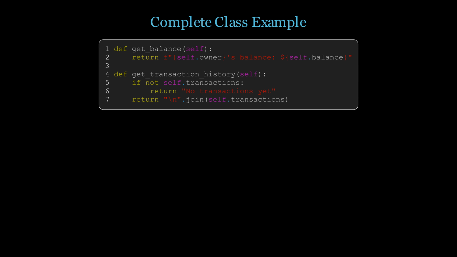Get_balance returns the current balance with the owner's name. Get_transaction_history returns all transactions as a formatted string. These methods provide information about the object state without modifying it.